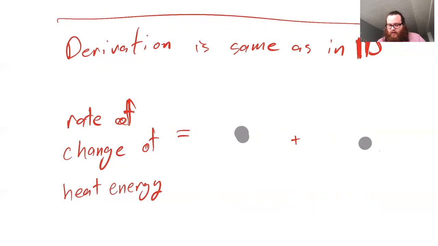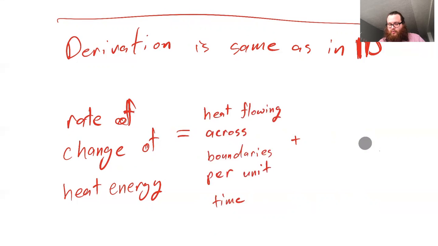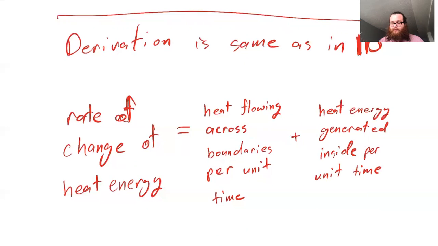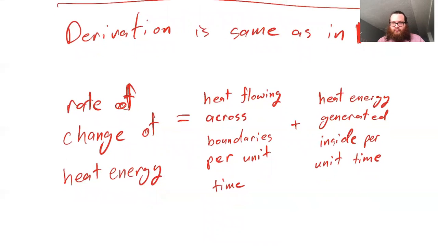Right, how is that changing? Well, for us, there are just going to be two possibilities. One, we're either going to lose or gain heat energy by having heat flowing across the boundaries, say per unit time. So that's one possibility. The other possibility is to have heat spontaneously generated or lost within the material per unit time, okay? And this is the exact same expression that we wrote in the one-dimensional case with the rod.